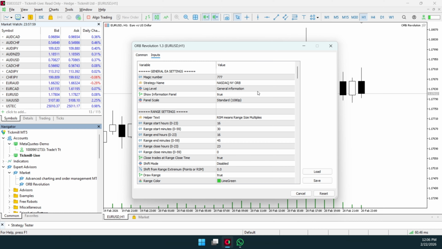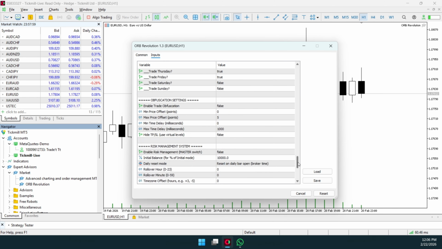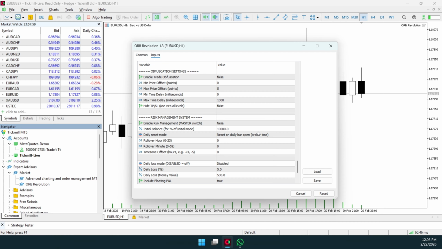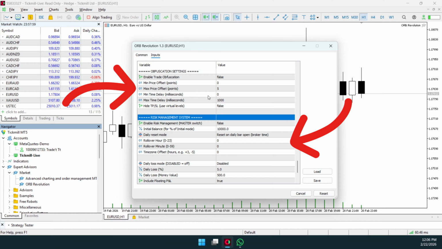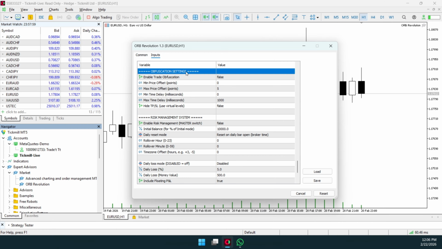So loading the EA on the charts, we can go to the end and we're going to check basically those two sections. We have the obfuscation setting and we have the risk management system. So what is obfuscation? Obfuscation is basically when you have some settings you are trading and you don't want those to be discovered. Example, you were trading on a prop firm with a friend with the same settings, and you want to have really random entries, but approximately similar results. So that's why obfuscation is there.